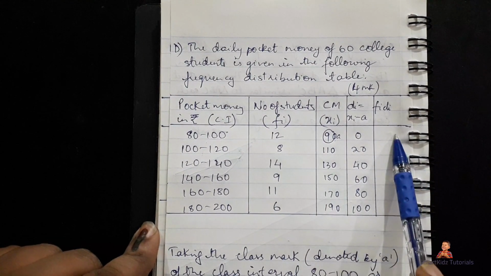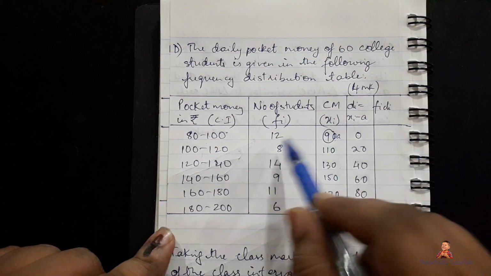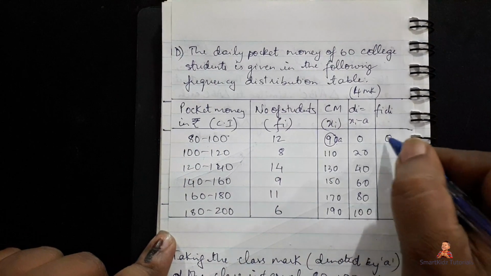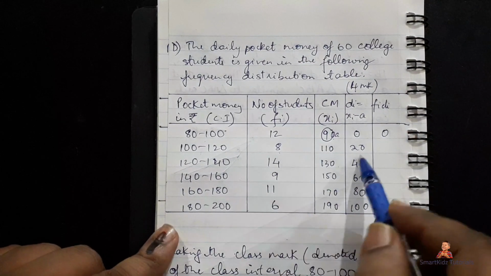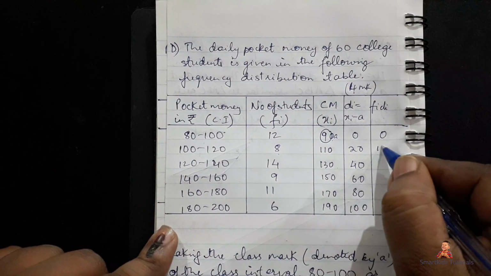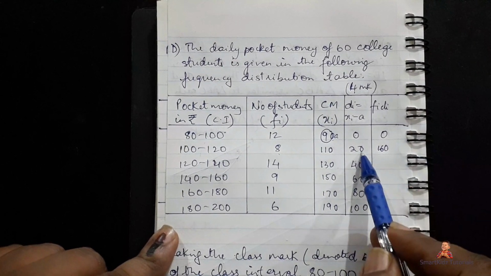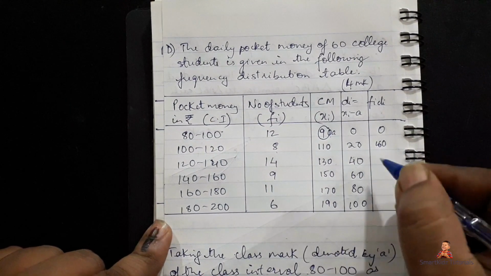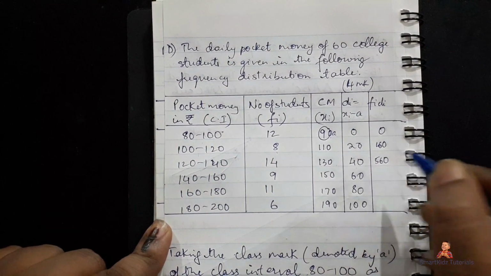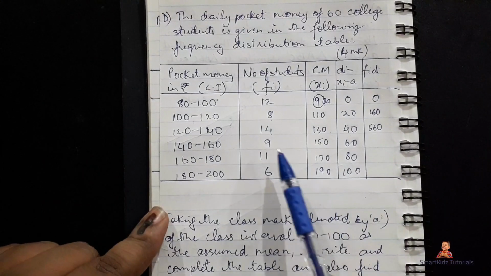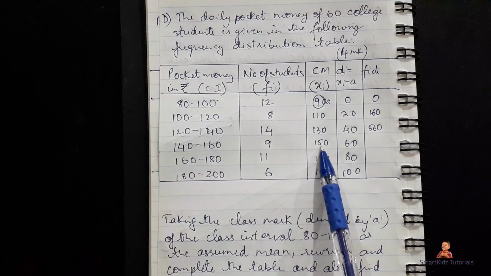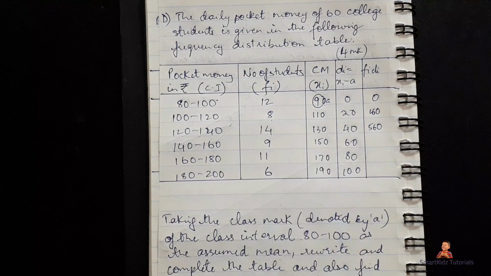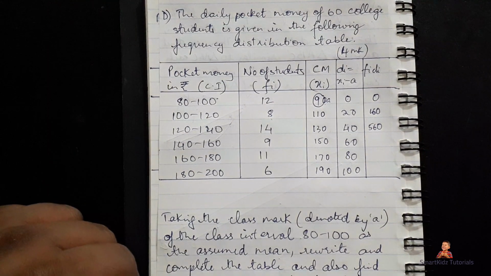Now that we have got our deviation, that is di, next is to multiply fi into di and write the product over here. So 12 into 0, fi into di gives us 0. Anything into 0 is 0. 8 into 2 is 16. We put a 0 behind because it is 20. 14 into 4 is nothing but 56. We put a 0 behind.